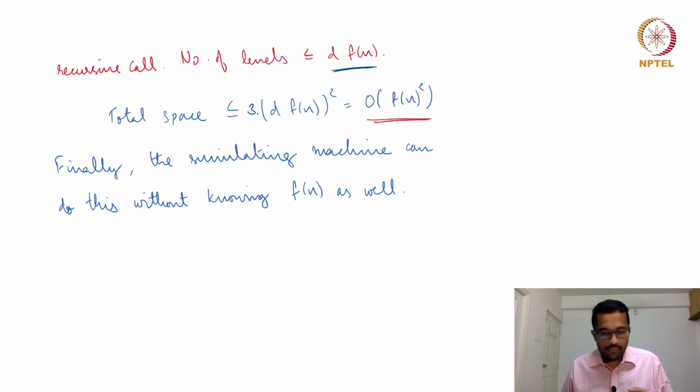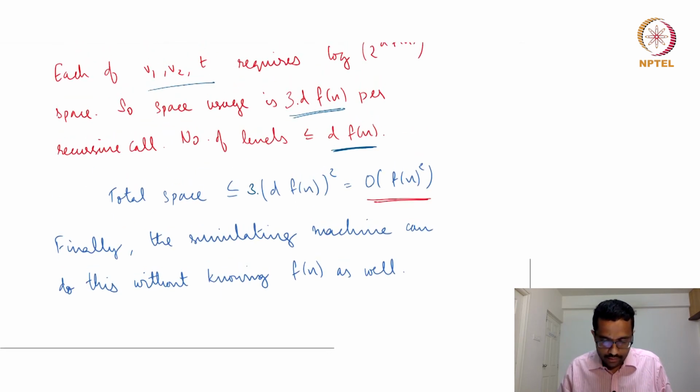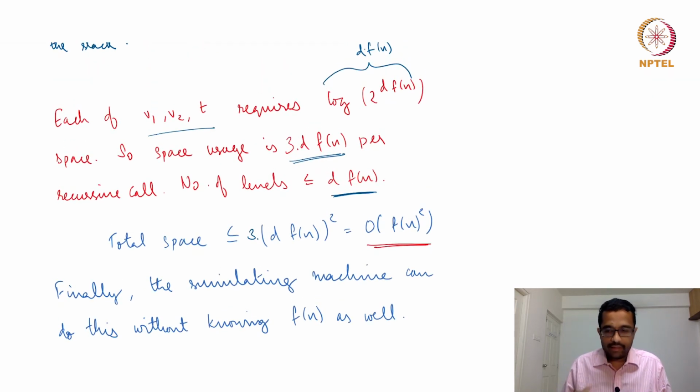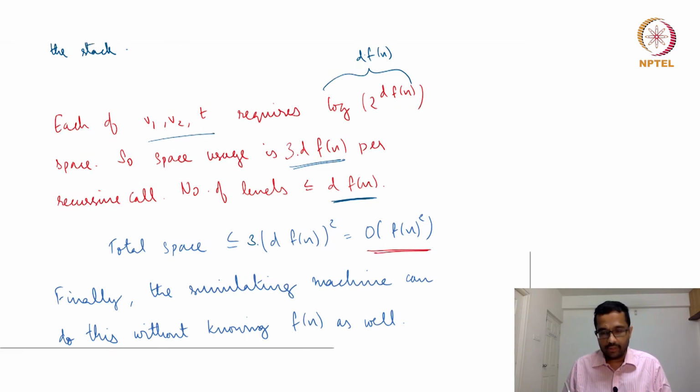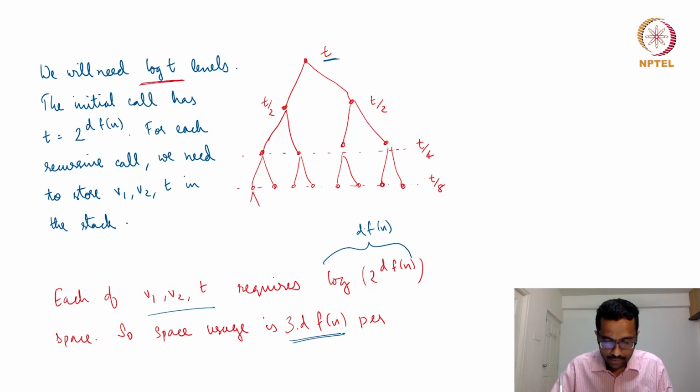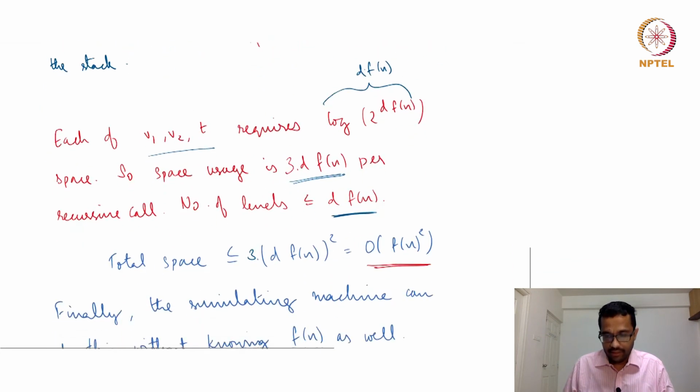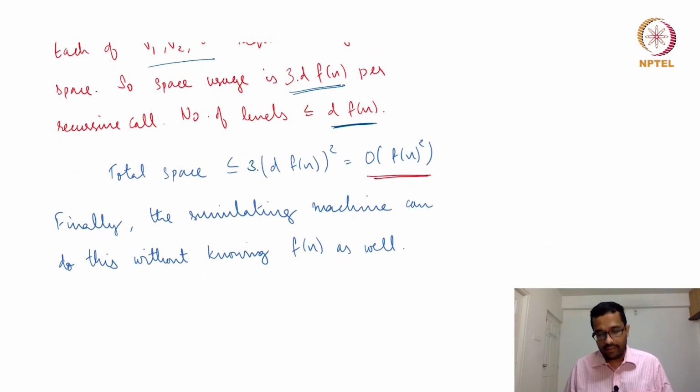So now to actually do this, to actually devote space and make this call, we need to know fn beforehand. Otherwise this computation cannot happen, because the initial call has to be for t equal to 2 power d fn. So we need to know fn beforehand. What if we do not know fn beforehand?